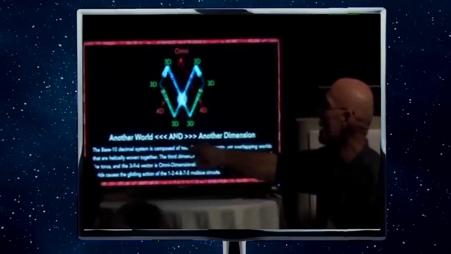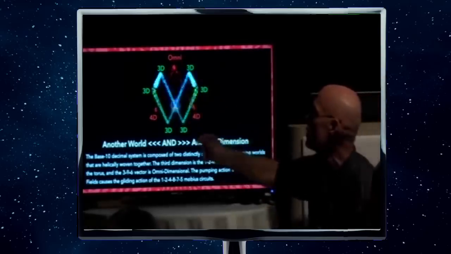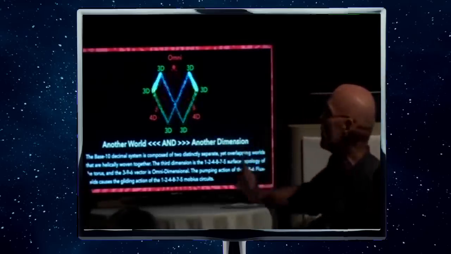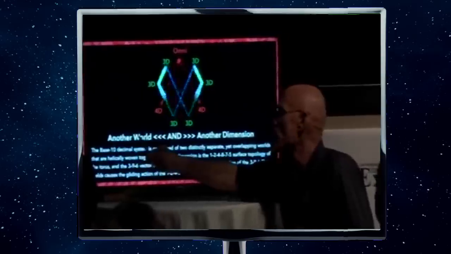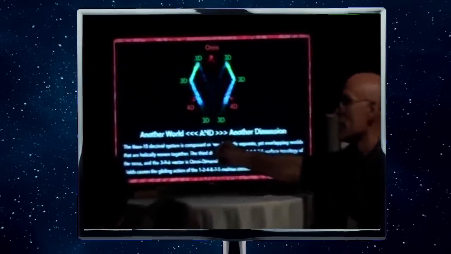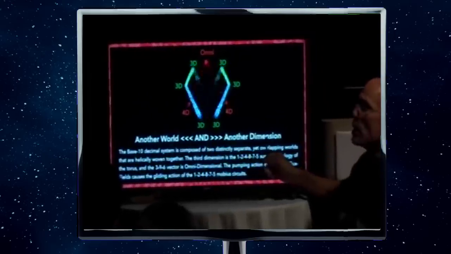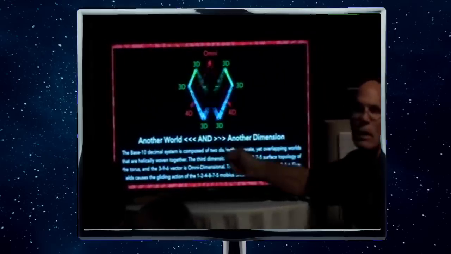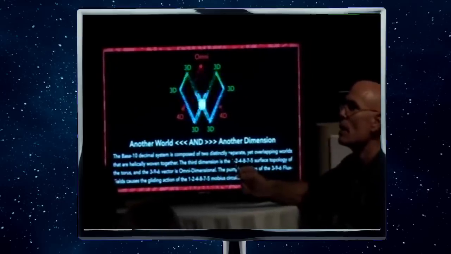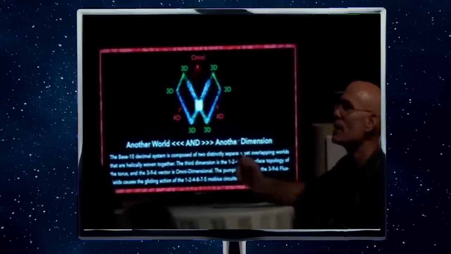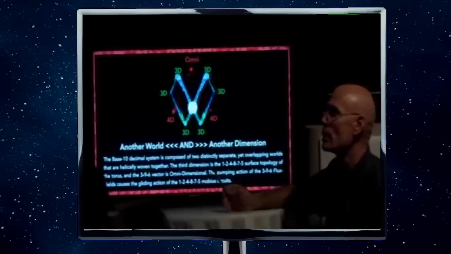Another world and another dimension. This is one world. This is another world. There's two worlds. So I just got to do it again. Another world and another dimension, woven together, interspersed, being sustained, sustaining one another.